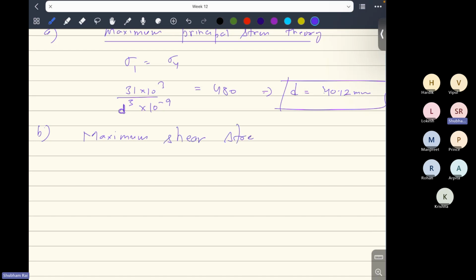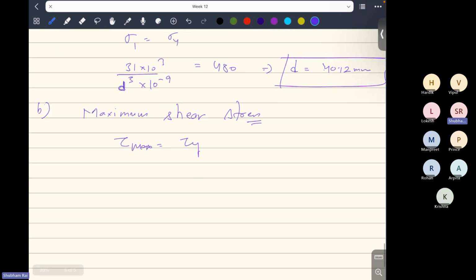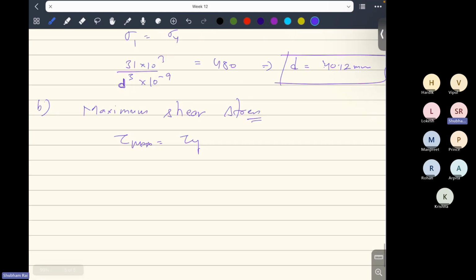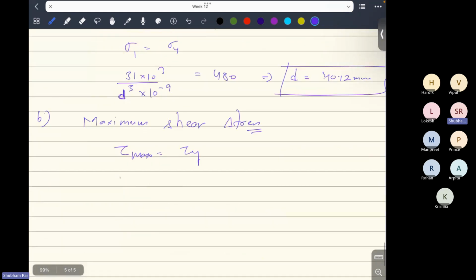So maximum shear stress is given to you, and we have the formula for maximum shear stress in terms of diameter. So that should be equal to maximum shear strength. So our formula was 16.1 into 10 power 3 divided by d cube into 10 power minus 9, which should be equal to 265. Because this 265 is in megapascal, so that is Newton per mm square. That's why we have converted this also into mm. Okay.